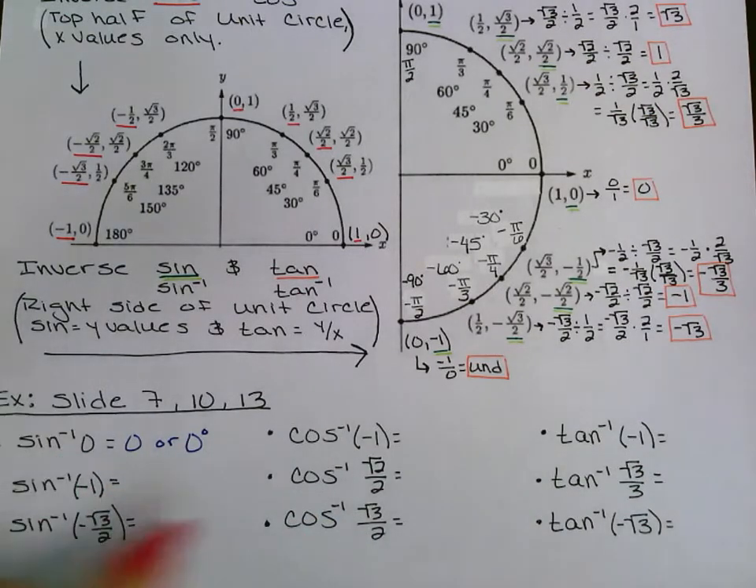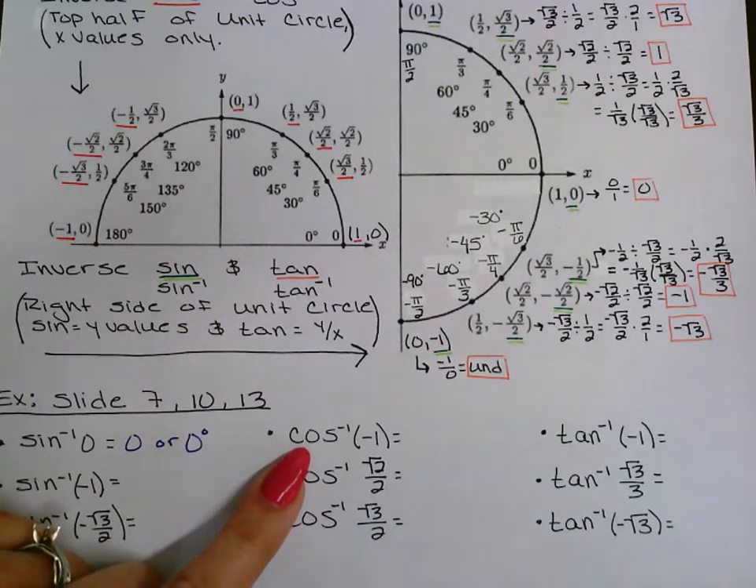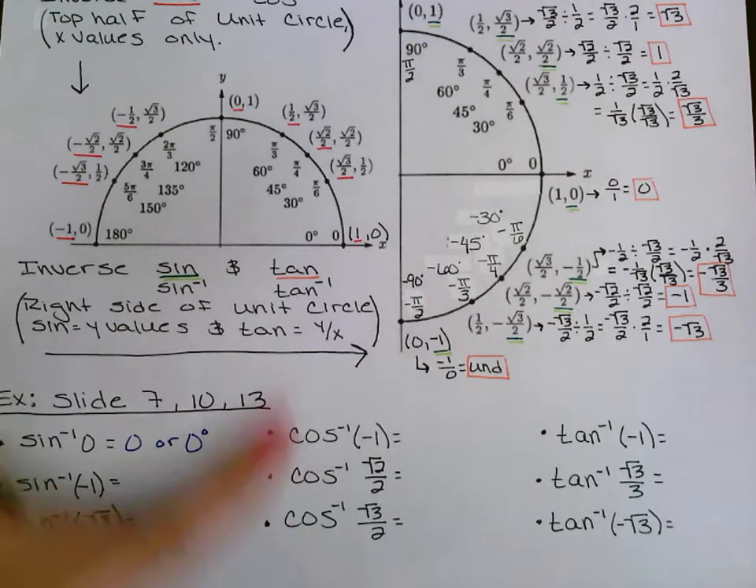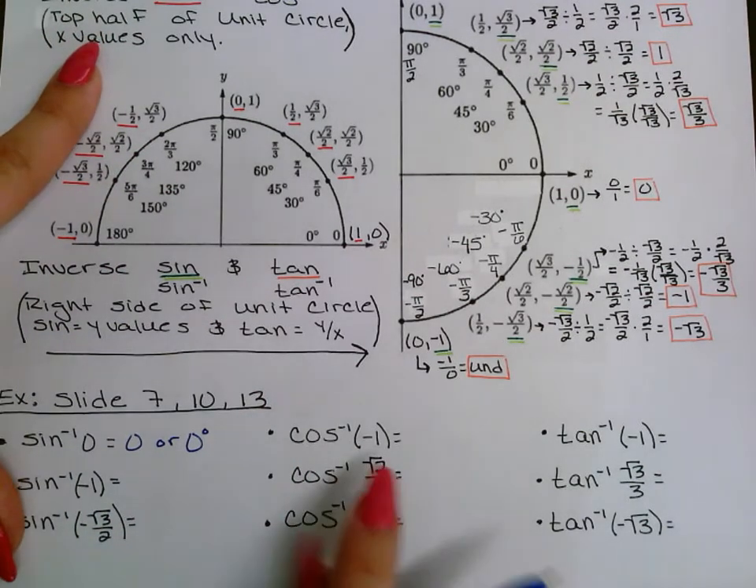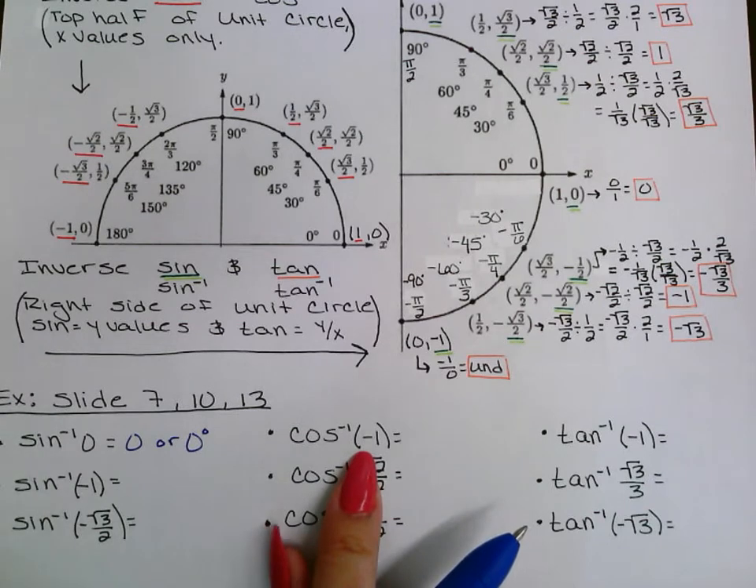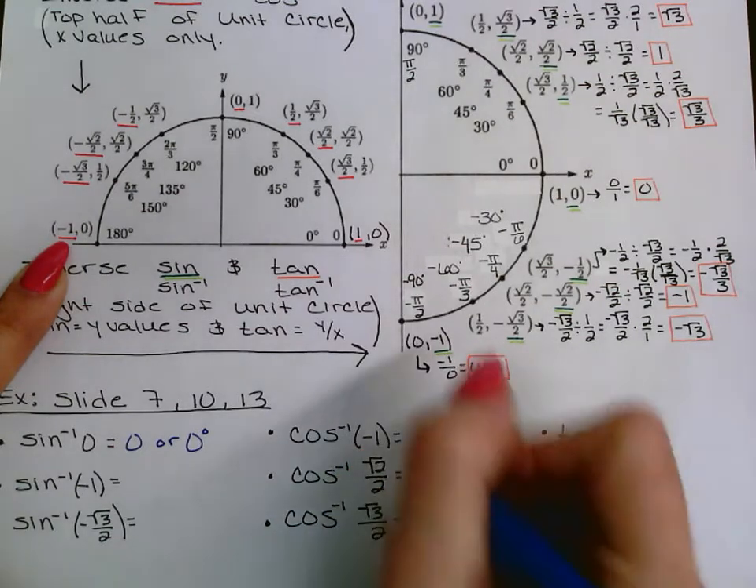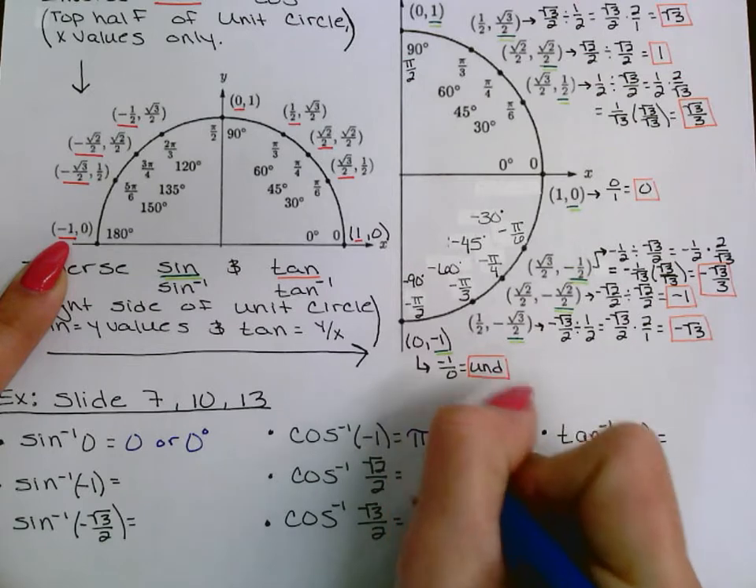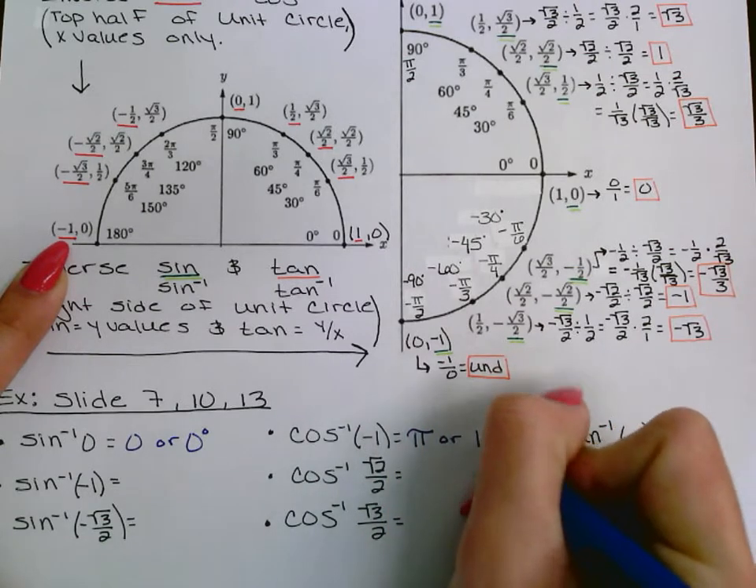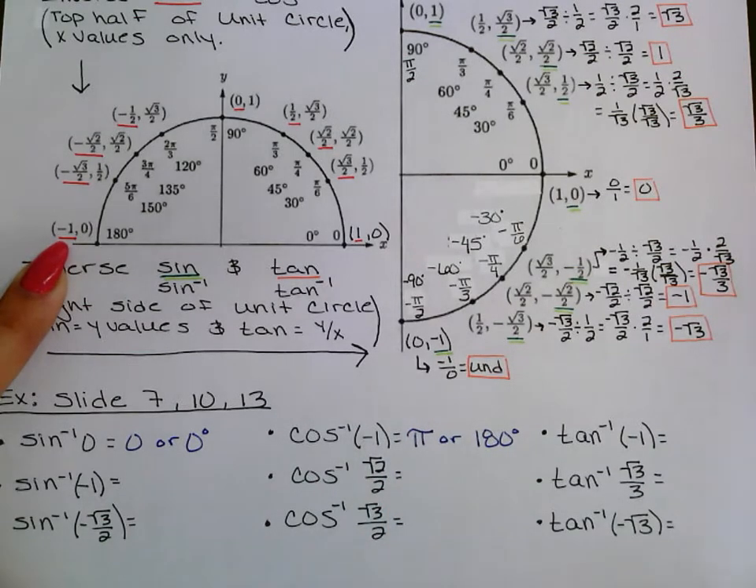Okay? Let's go across. Inverse cosine of -1. You hear the word inverse cosine, so you look at the top half of your unit circle and you look at the x values. Find in those x values where there is a -1. You guys see it right here on the left? Okay, and that spot as a radian is called pi, and as a degree, 180 degrees. Okay, again, I will accept either of those 2 answers.